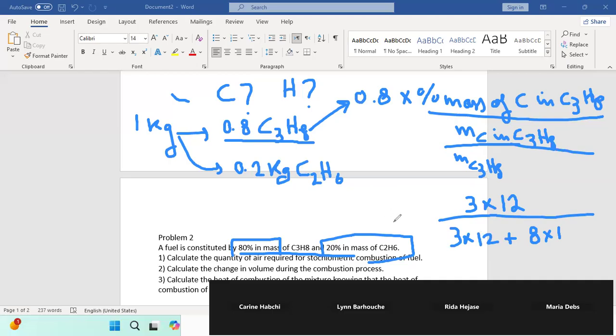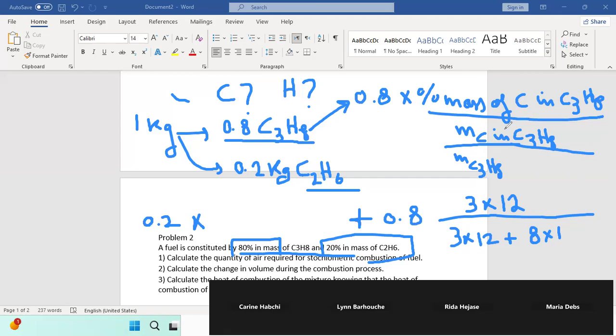So by doing 0.8 times this percentage, I will find the mass of carbon that is present in this 0.8 kilogram of C3H8. But the source of carbon is not only C3H8, we also have carbon from C2H6. So we should add to this the mass contained in C2H6, which can be calculated as 0.2, which is the percentage in mass of C2H6 in 1 kilogram of fuel, times the percentage in mass of carbon in C2H6.